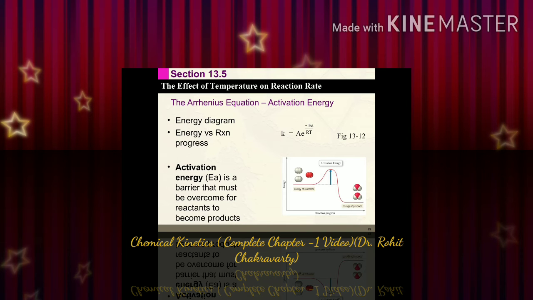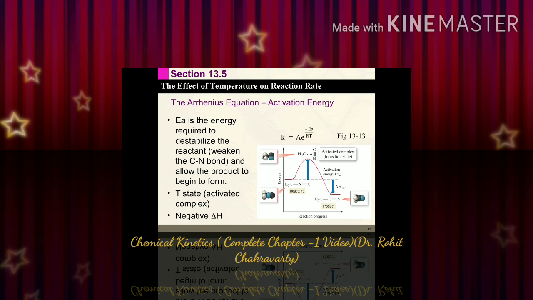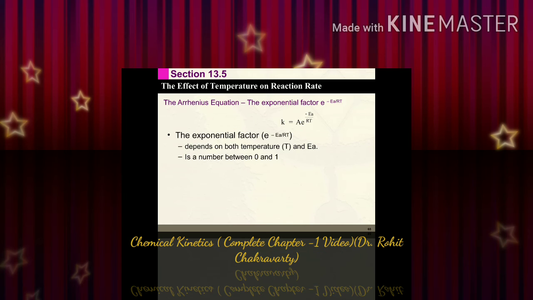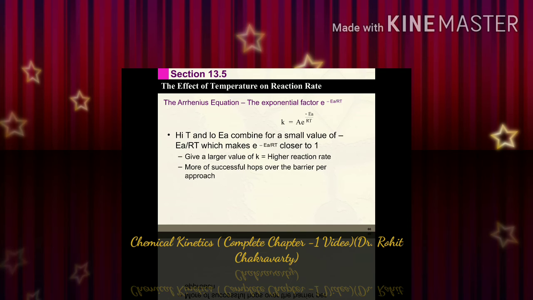The Arrhenius equation and the activation energy. The energy diagram versus reaction. Here you can see the activation energy between the reactant and the product. So there is a barrier called threshold energy, which has to be covered by the reactant to complete the reaction. When that barrier has been overcome, then only reactions are feasible.